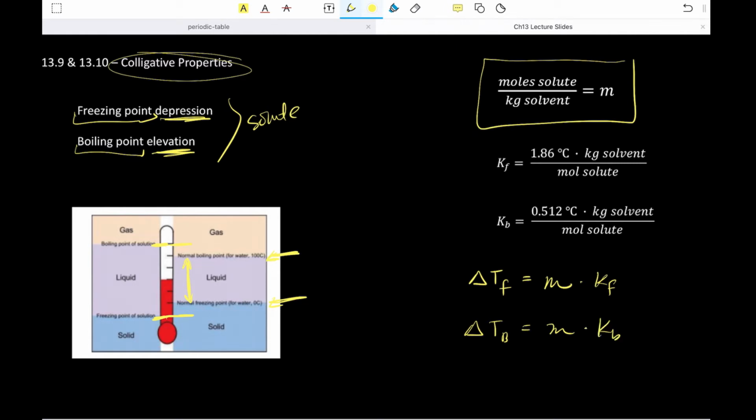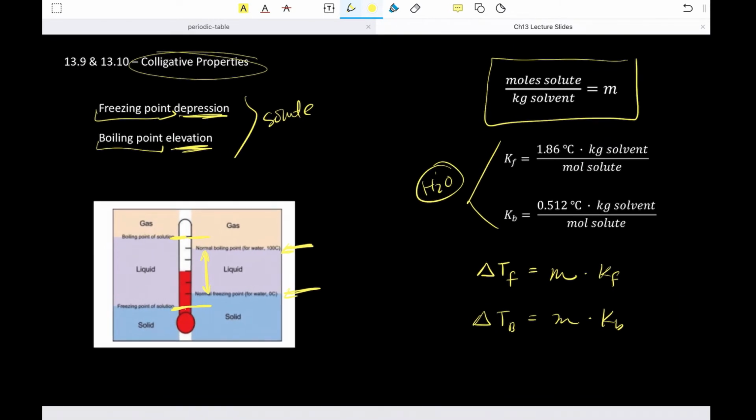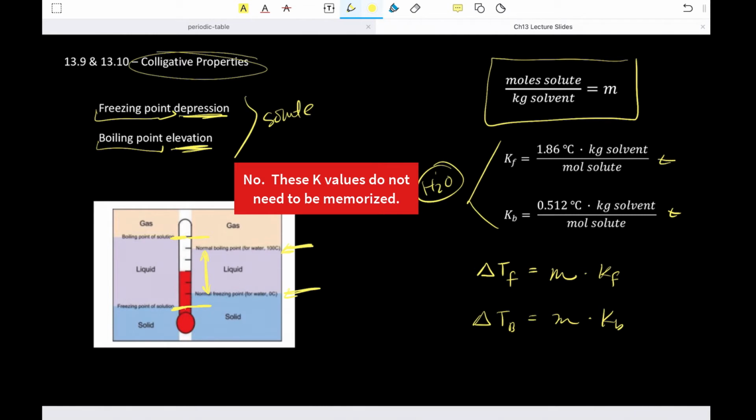Now, these are for water, because water is mostly what we are talking about. For water, you'll see that the Kf is much bigger than the Kb, which means that as we add solute, we have a significant impact on the freezing point, more so than on the boiling point. We can increase the boiling point, just not to the same extent as we do for the freezing point.